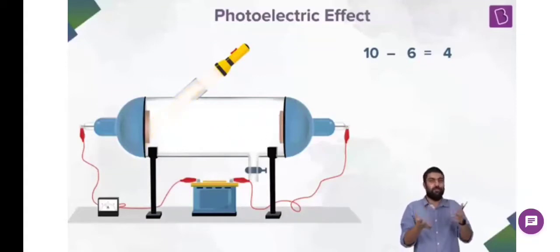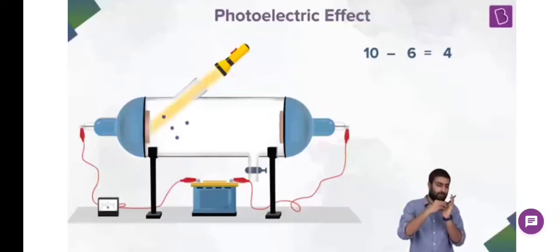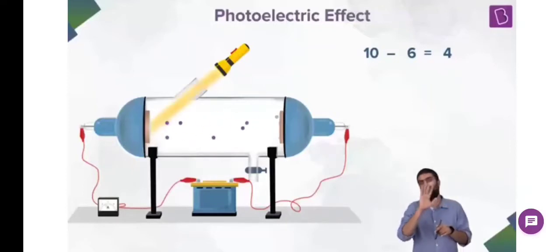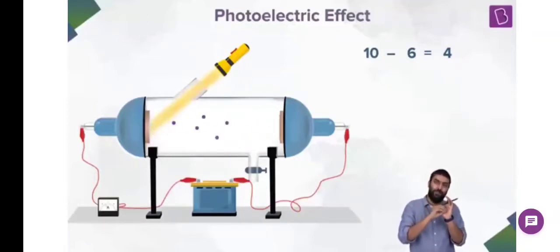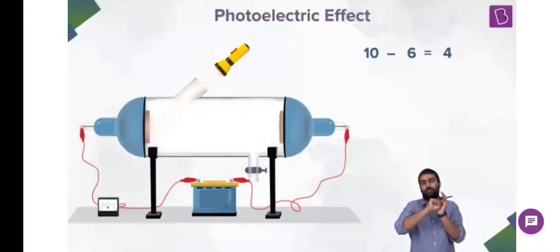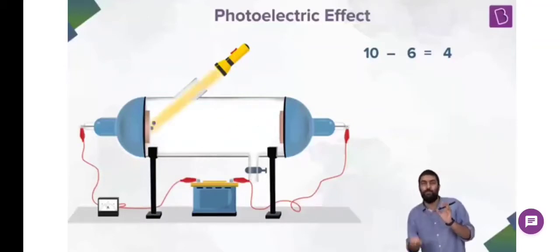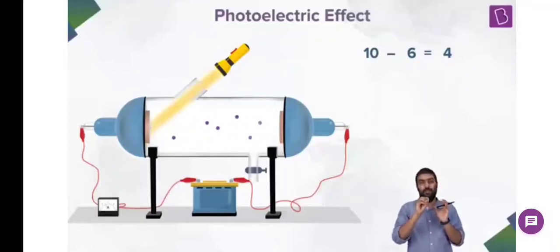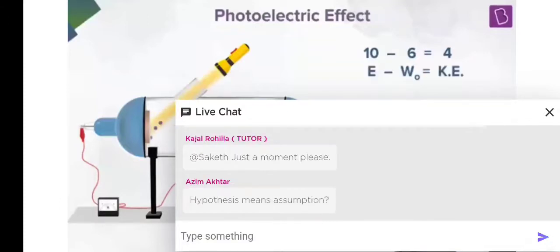I'm just assuming some hypothetical numbers. Let's say 10 units of energy was provided to a single electron. I'm not saying 10 joules, 10 calories, or 10 ergs. Let's say 10 units of energy was provided to this electron. While moving out of the nuclear pull, it required 6. So, just like the ball slows down, 6 of that 10 got consumed in getting out of the nuclear pull, and the remaining 4 became its kinetic energy.